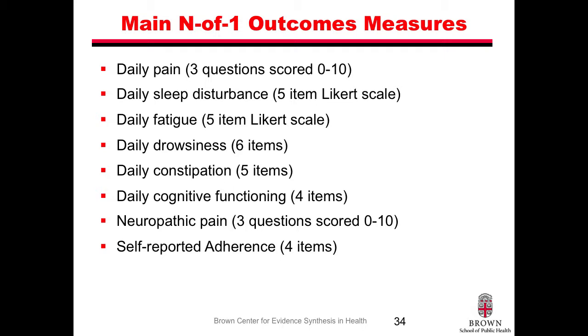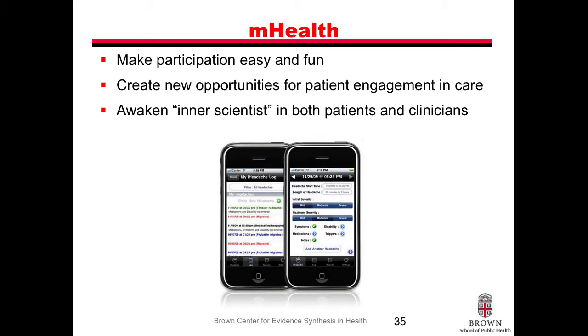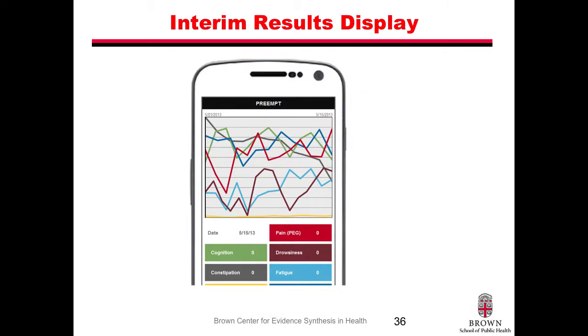The main outcome measures in the N of 1 arm that people report on every day are their daily pain, their daily sleep, their fatigue, their drowsiness, constipation, cognitive functions. And if they have neuropathic pain, they report on that as well. And adherence. This is kind of what it looks like. It's a little app on your phone. You can download it from the Google Store or the Apple Store, and then you answer your questions on there every day. You can look at little charts of what's happening. It's not particularly easy to see, but you can turn things on and off.